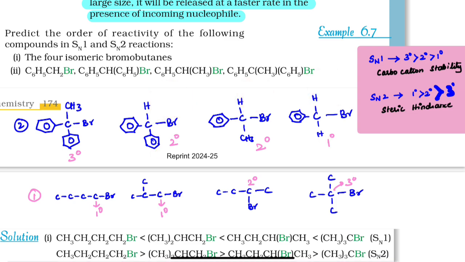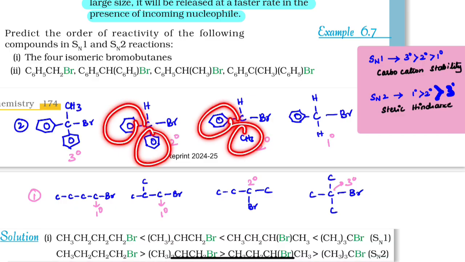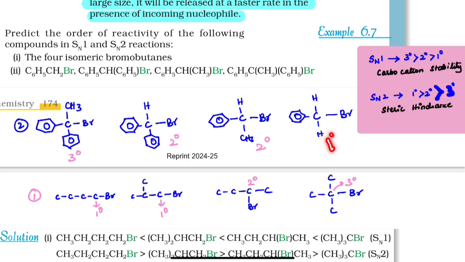Next we will check for SN2 reaction. For SN2 what you have to check is steric hindrance. So here you can see steric hindrance is more for tertiary. And then secondary, if you compare, here the steric hindrance is more because of 2 phenyl rings. Here there is only 1 phenyl ring and 1 methyl group present. So here steric hindrance is more compared to this. And in primary carbon steric hindrance is less.